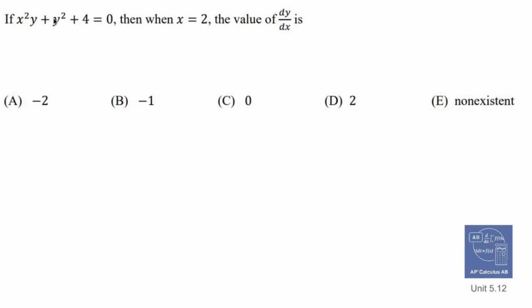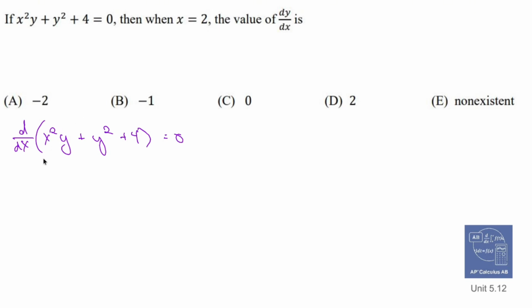If x squared y plus y squared plus 4 equals 0, then when x equals 2, the value of dy/dx is... So we're going to have to use implicit differentiation and d/dx both sides. So d/dx of x squared y plus y squared plus 4 equals 0.